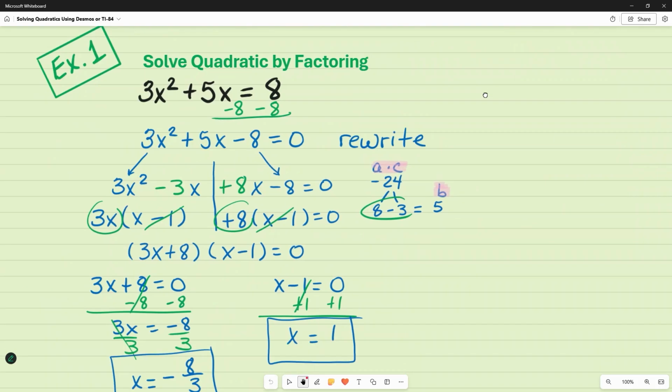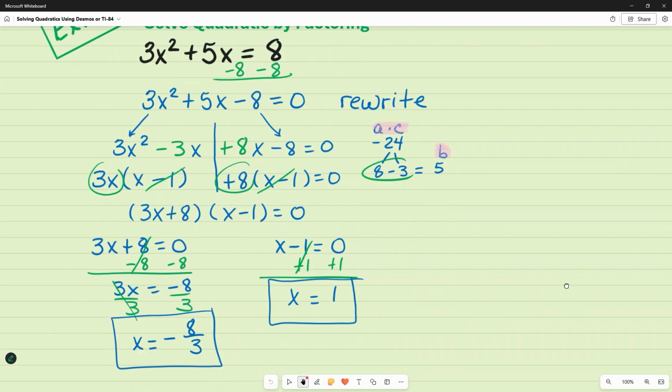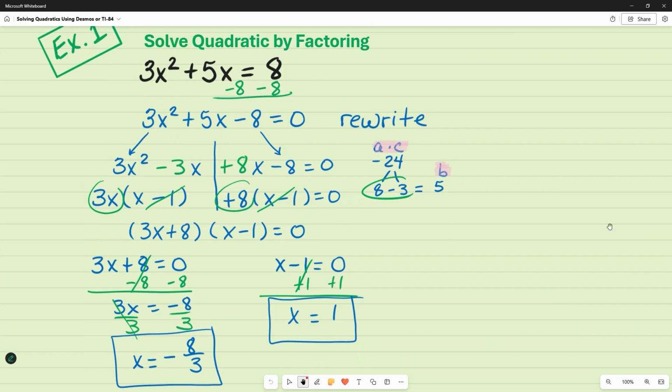This is showing you how to actually use the method solving quadratic by factoring. However, the purpose of this video is to help you understand how to check your answers in Desmos or TI-84. It is not a replacement for knowing how to do the work. If you want to know how to use each of these methods step by step, you can pause the video and look at my steps. Go to my YouTube channel and search for solving quadratics, and it will show you each of the methods that are in this video.